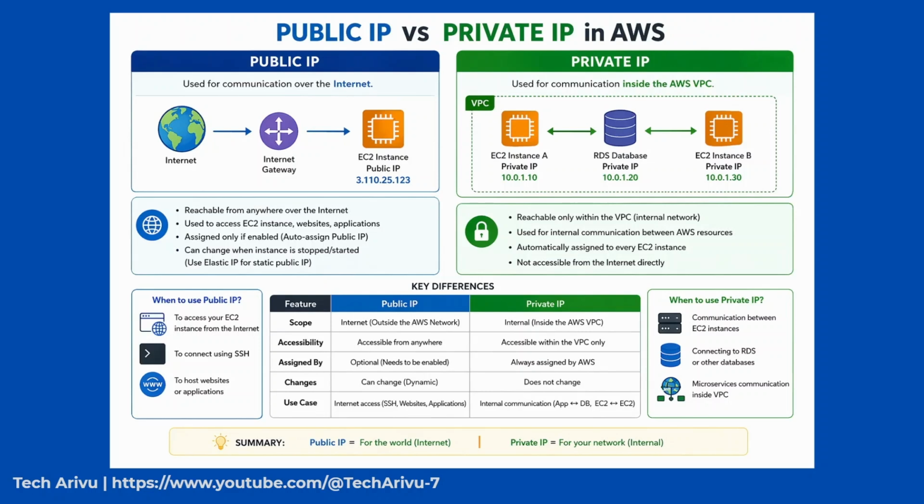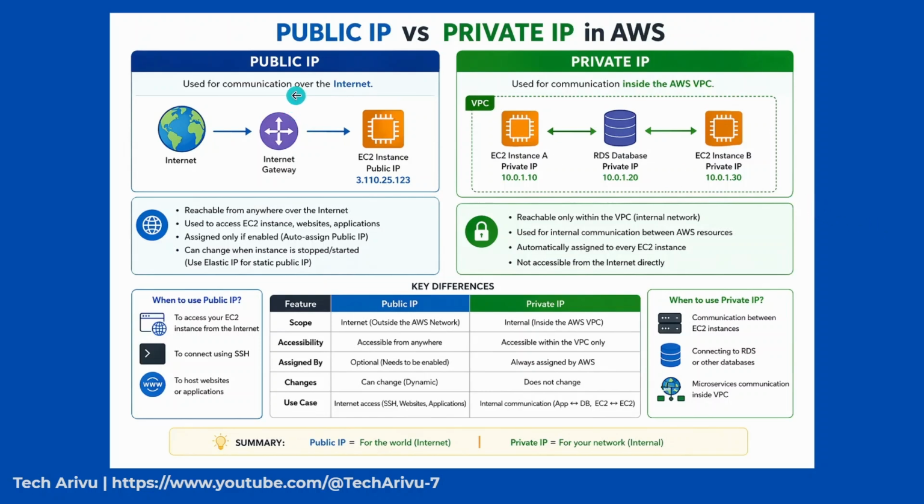Let's understand this with a simple real life example. Imagine you live in an apartment building. The apartment has one main address that people use to reach from outside. This is like a public IP. And now inside the apartment, each house has a flat number. That flat number is like a private IP. So public IP is used from outside the building, private IP is used inside the building. That's the basic idea here.